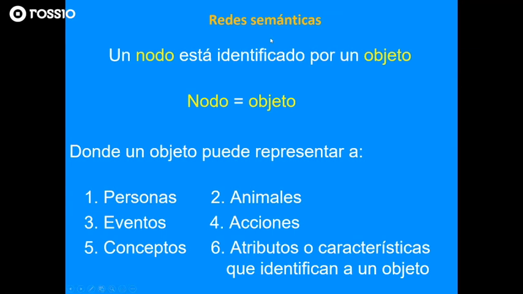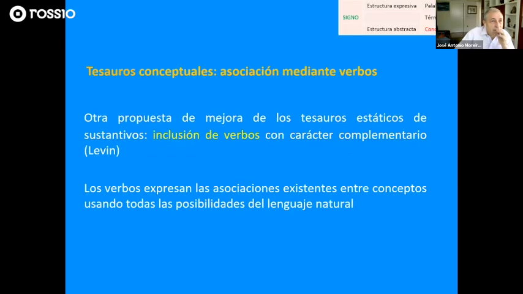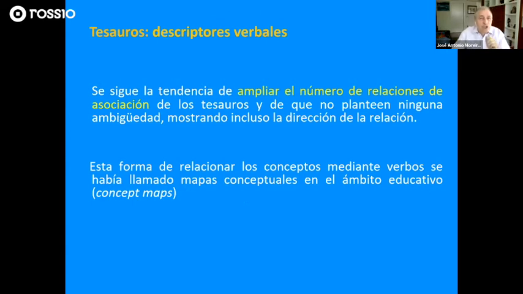Bueno, sí. Esas redes semánticas identifican nodos con objetos, y desde un objeto se puede representar personas, hechos, acciones, conceptos y atributos o características de objetos. Este hecho significa que en el momento de usar visualizaciones, los tesauros también amplían las relaciones de asociación y empiezan a utilizar descriptores verbales.